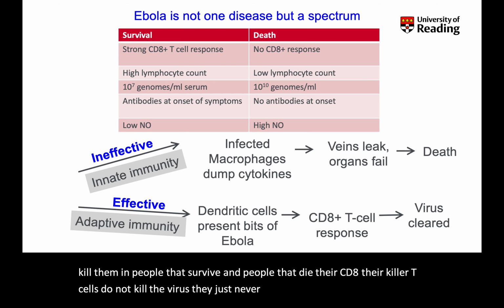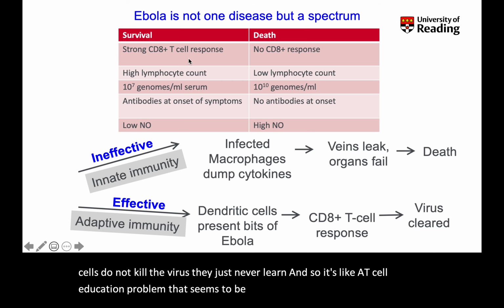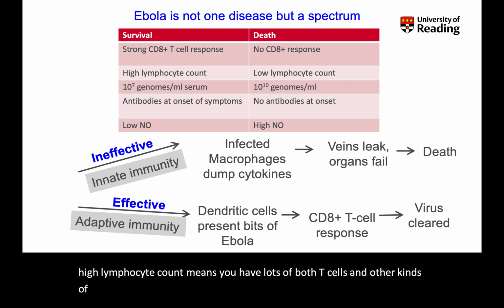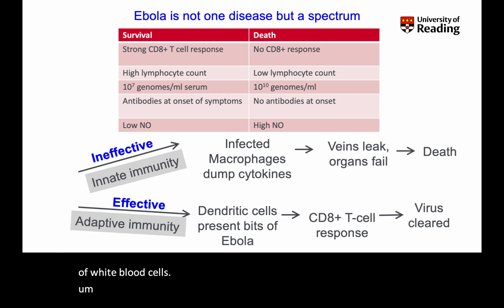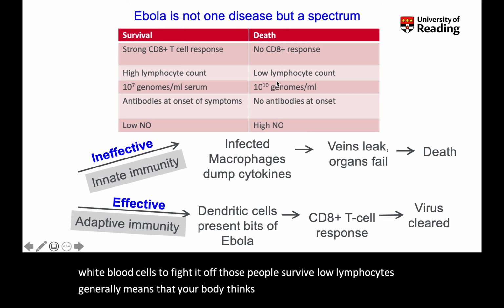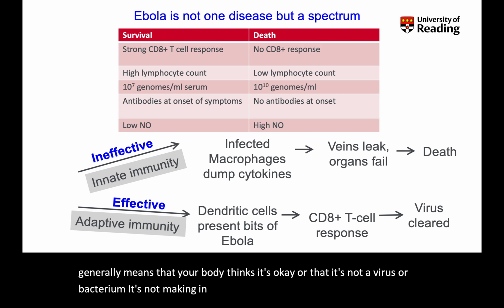And so it's like a T cell education problem that seems to be the thing. So going along with this, high lymphocyte count means you have lots of both T cells and other kinds of white blood cells in your body. So basically, your body knows it's infected and it's making white blood cells to fight it off. Those people survive. Low lymphocytes generally means that your body thinks it's okay, or that it's not like a virus or a bacterium. It's not making an immune response, and that leads to death.